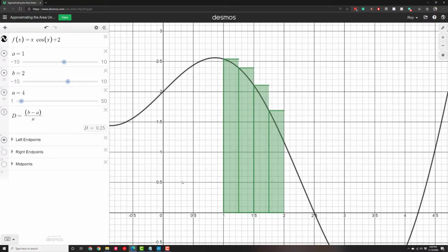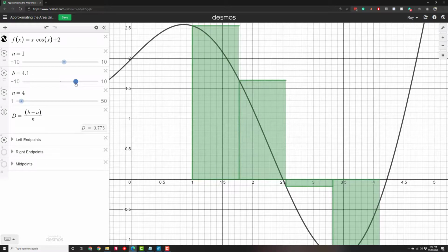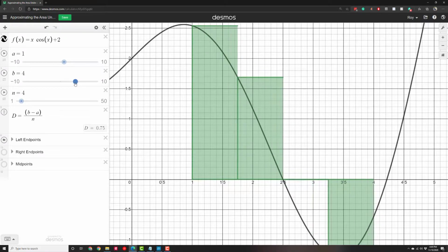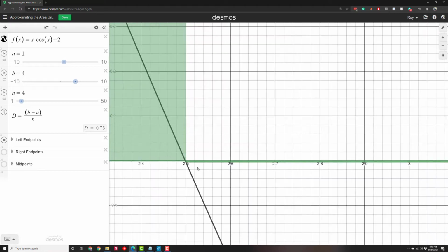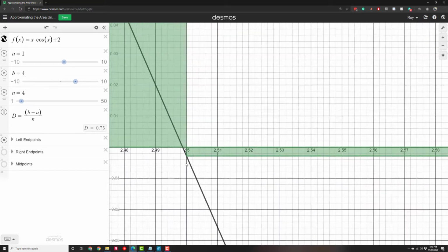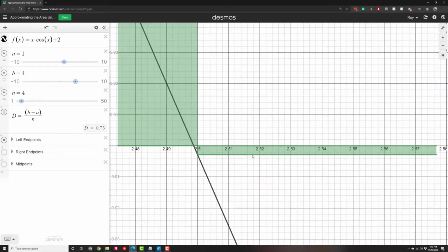Also in this applet, just letting you know, you could also increase the b value. So here, maybe I'll stop b at 4. So there is a visual of left endpoints, 4 slices from x equals 1 to x equals 4. Notice this little empty slice it looks like. It's because the left endpoint there is barely a negative number. And so it's a very small little slice there.